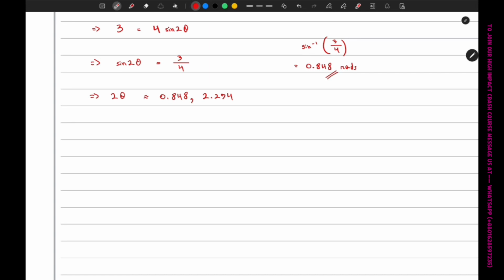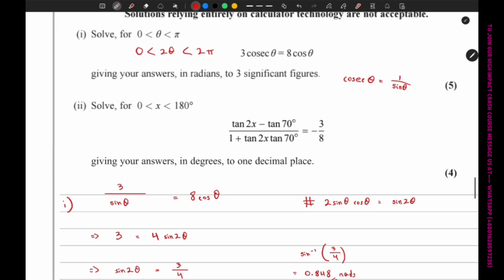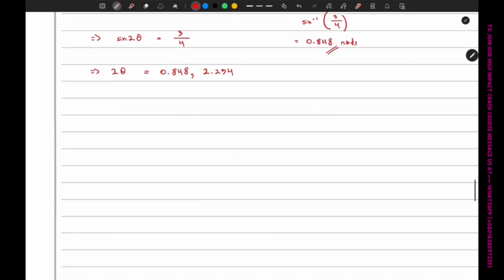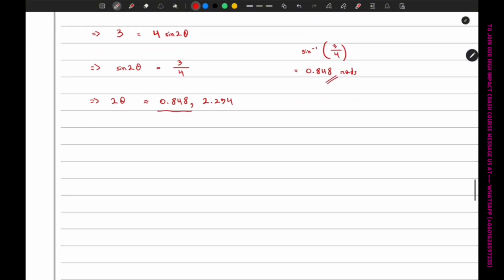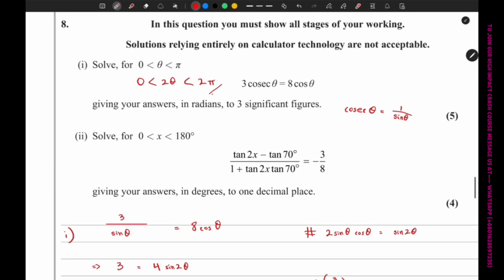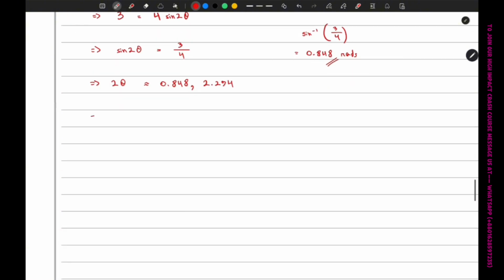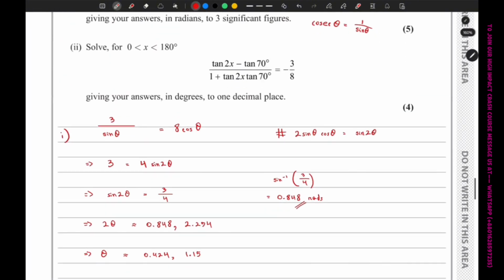Now there are also other solutions, but the thing is that if you add 2 pi to this value, you will get the next solution. But the next solution will not be in range. So these are the only two solutions for our equation, which is 0.424 and the other one is 1.15. So that is it for the first part of the question.